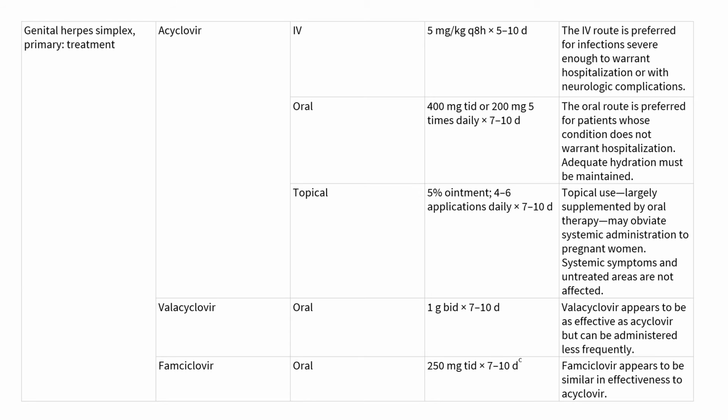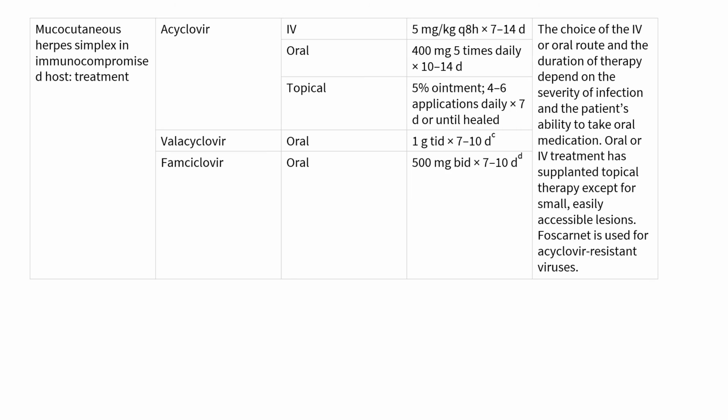We have also famciclovir, which is similar in effectiveness to acyclovir. For mucocutaneous herpes simplex, which usually occurs in immunocompromised hosts, we might use acyclovir intravenous or orally, but look at this oral dose, 400 milligram 5 times daily for 10 to 14 days. So we have a higher dose for a longer duration. So remember, it is immunocompromised, not immunocompetent patients. We might also use the topical preparation 5% ointment.